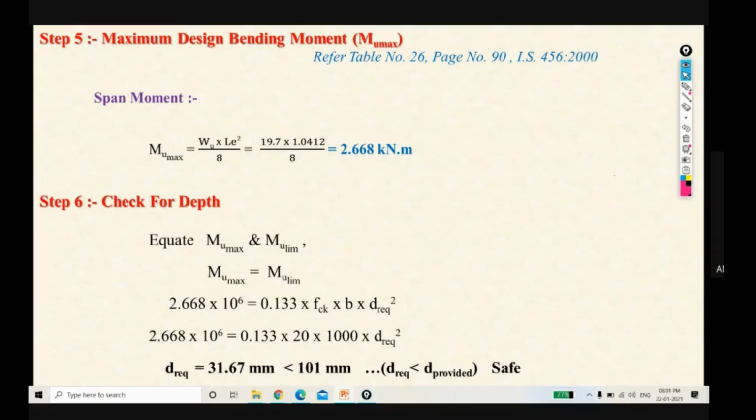Now see, if the required depth in these calculations is greater than the provided depth, then we have to revise all the steps. Let's say suppose from these calculations our required depth is 150 and we have provided only 110. So now it is greater than provided, and we have to increase the depth.